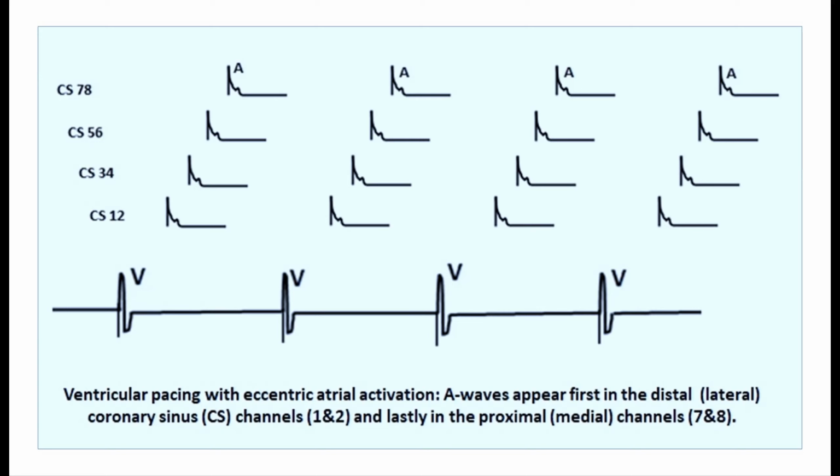Eccentric VA conduction, eccentric retrograde atrial activation, means that the lateral tissue is stimulated before the central. A waves appear in distal, 1 and 2, before proximal, 7 and 8, CS channels. This situation means that conduction is going in a bypass tract, not in the AV node.